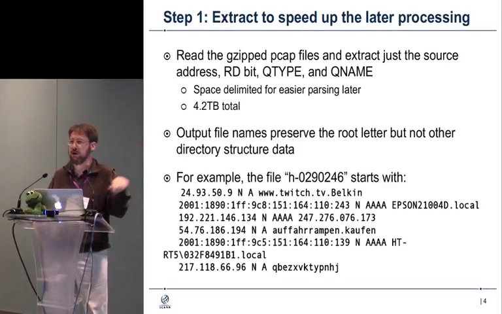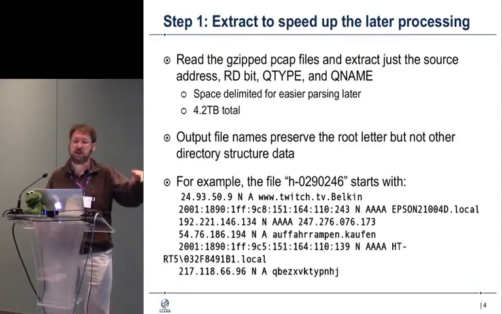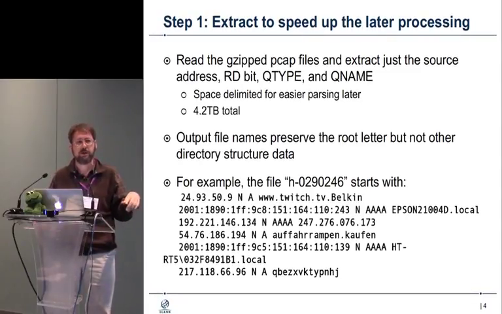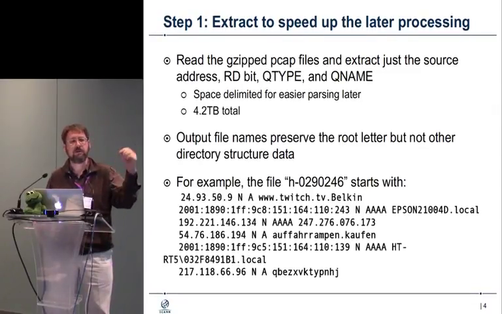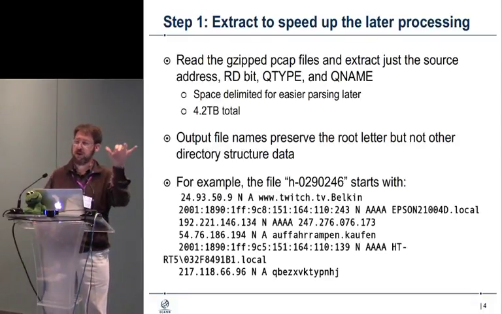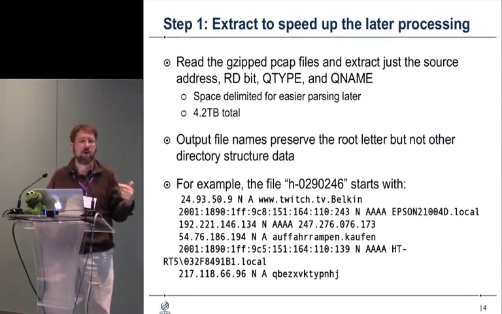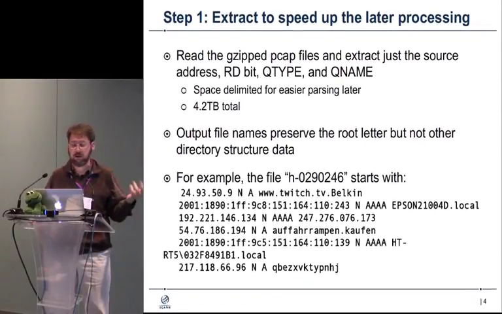And the reason I keep talking about sizes here is not to be impressive, because everyone's used to larger datasets. But when I get to the middle of the presentation, I'll talk about how that affected how I could do the analysis. So I kept the output file names as the letter. I didn't spell out ICANN and US DoD or whatever, just so that if I wanted to do a later analysis by letter, I could do it.